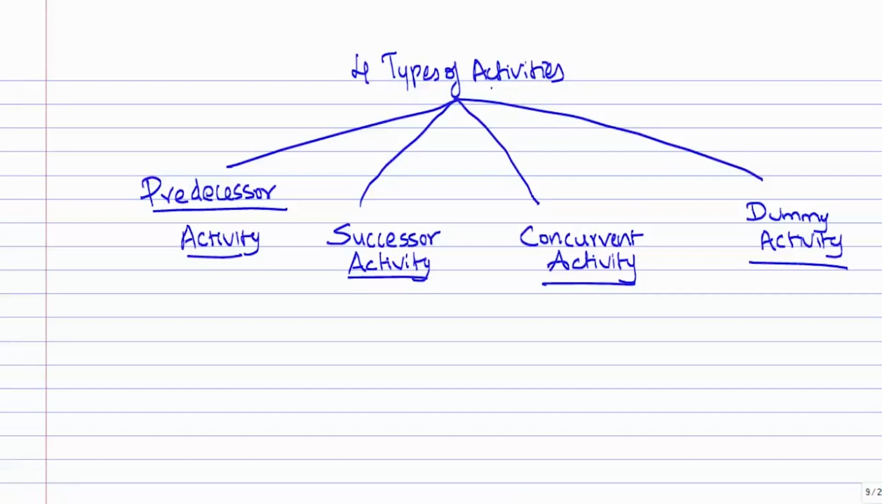As mentioned in the previous session, let's understand what the types of activities are. The first type is predecessor activity. This is the activity which immediately comes before another activity, without any intervening activity. That activity is called a predecessor activity.